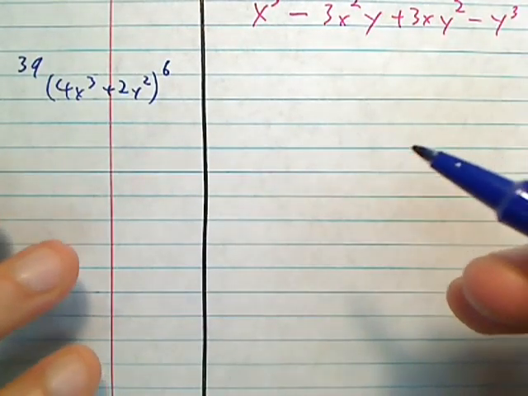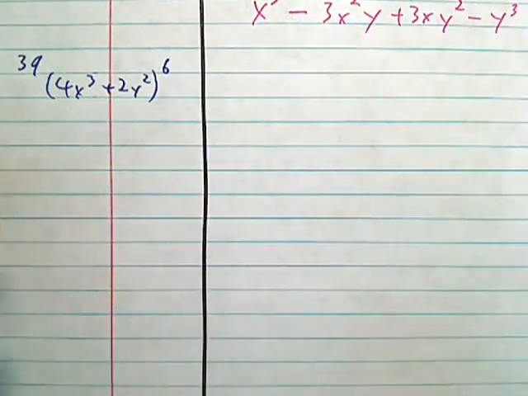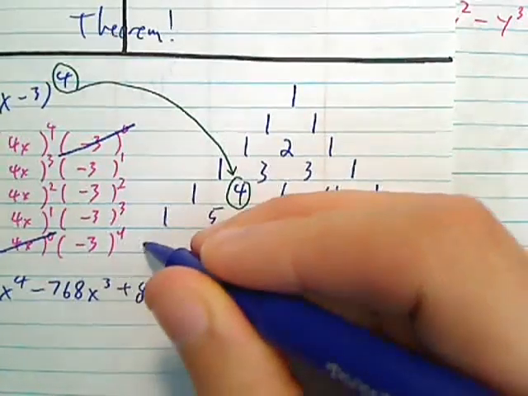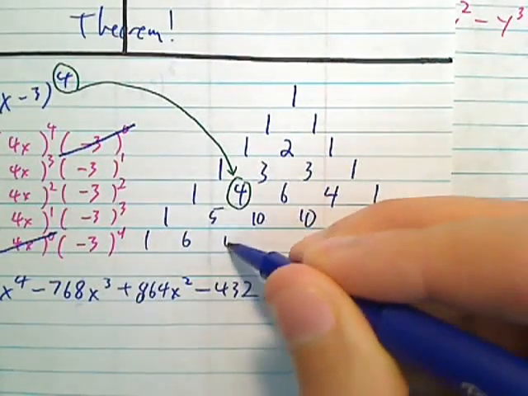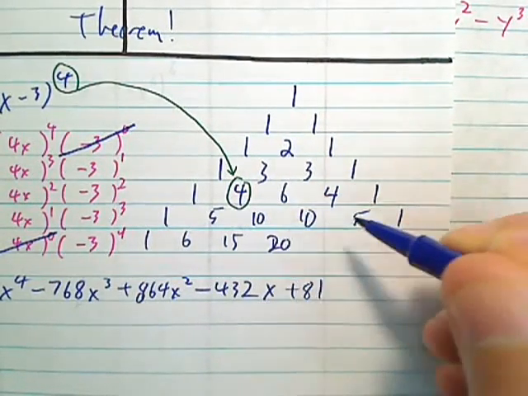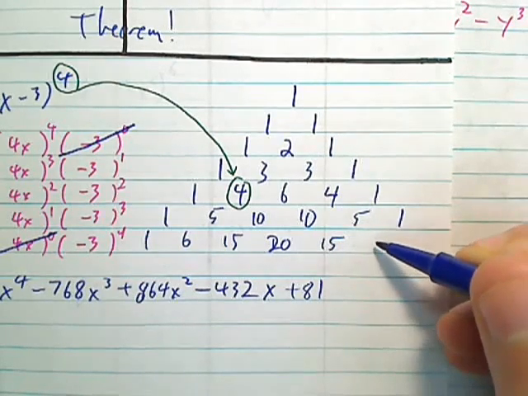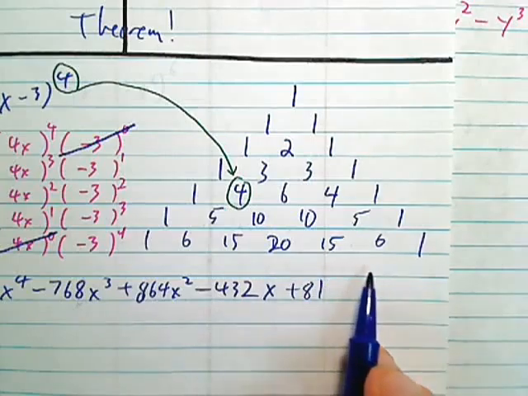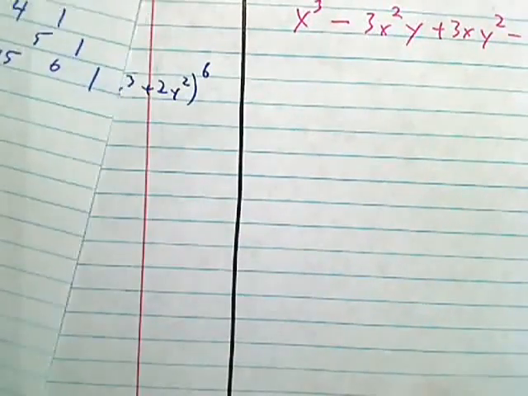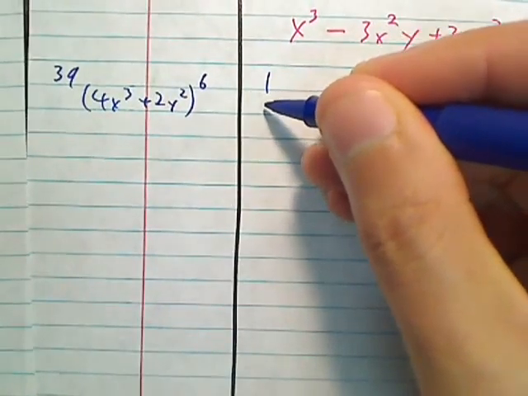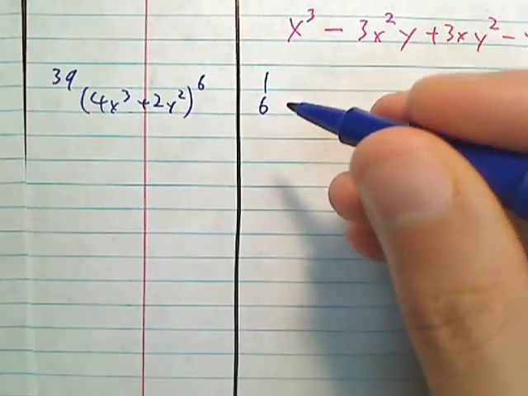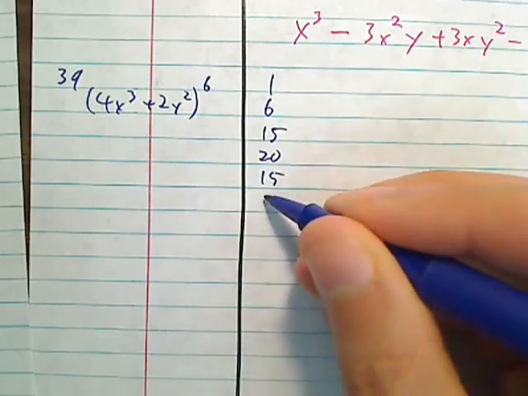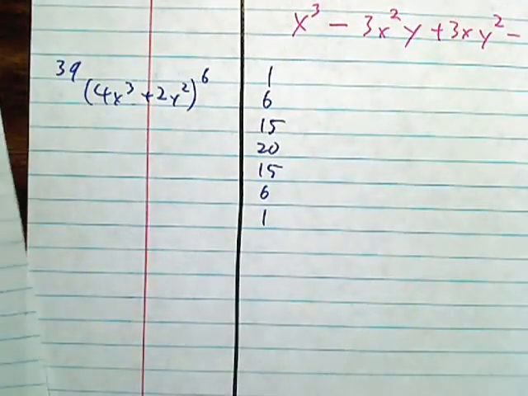All right, let's try this out. Let's look at the sixth row, and I didn't make the sixth row in my notes, maybe I can add it on there. So 1, 6, 5 and 10 is 15, 10 and 10 is 20, 10 and 5 is 15, 5 and 1 is 6, 1. So this is going to be the row that I need: 1, 6, 15, 20, 15, 6, and 1.